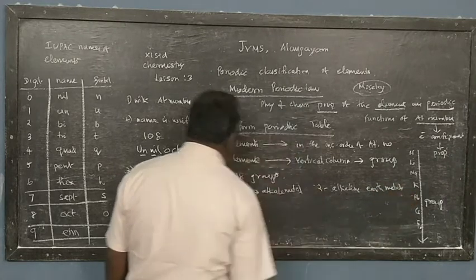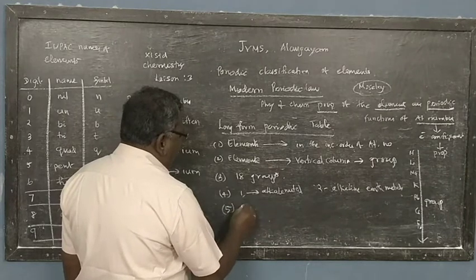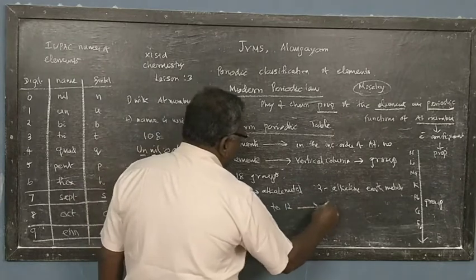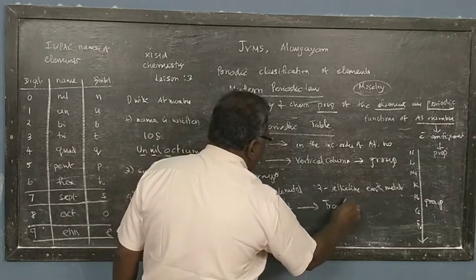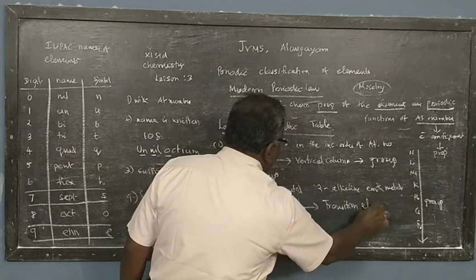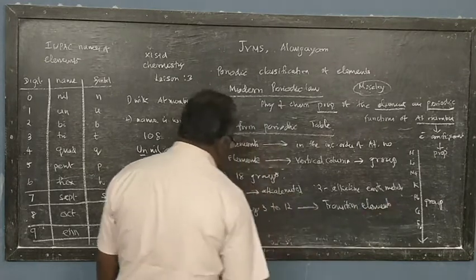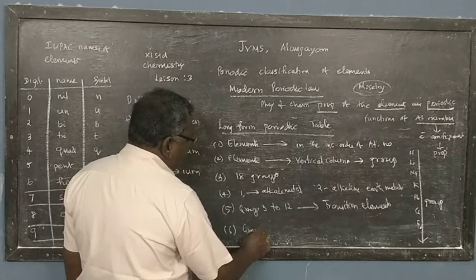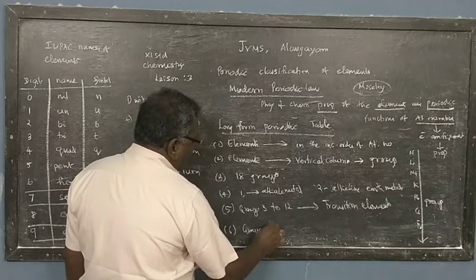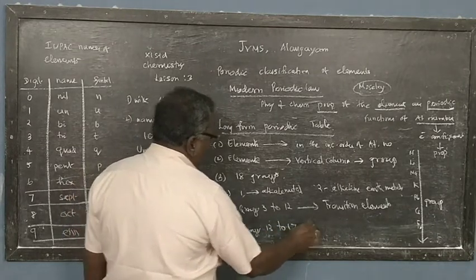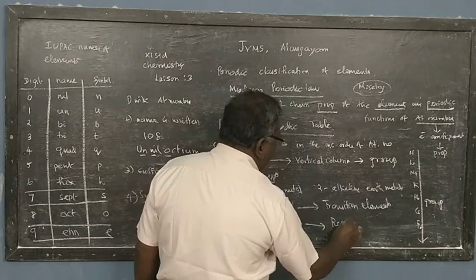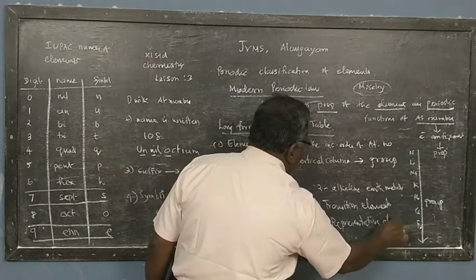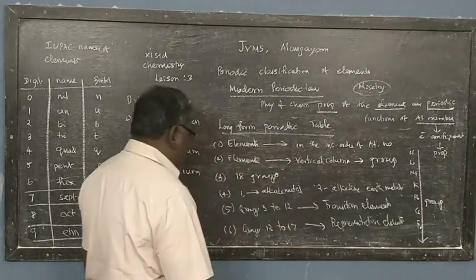And the elements which are present from group 3 to 12 are called transition elements or D block elements. And then the elements which are present from group 13 to 17 are called representative elements, because most of these elements represent most of the compounds in the world.